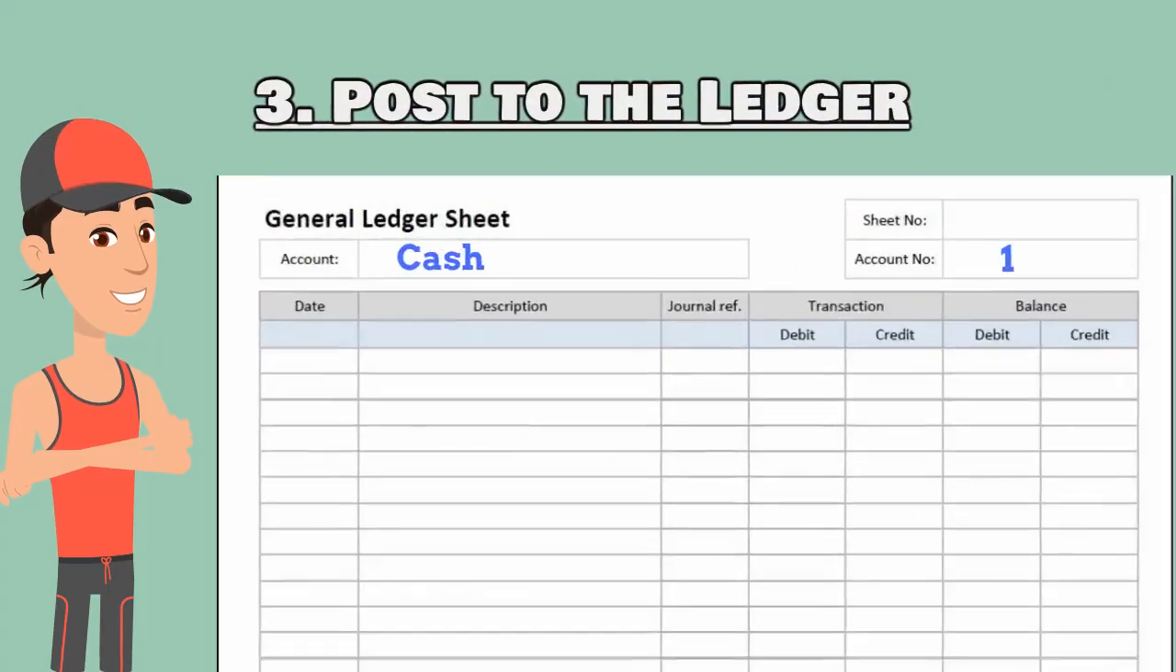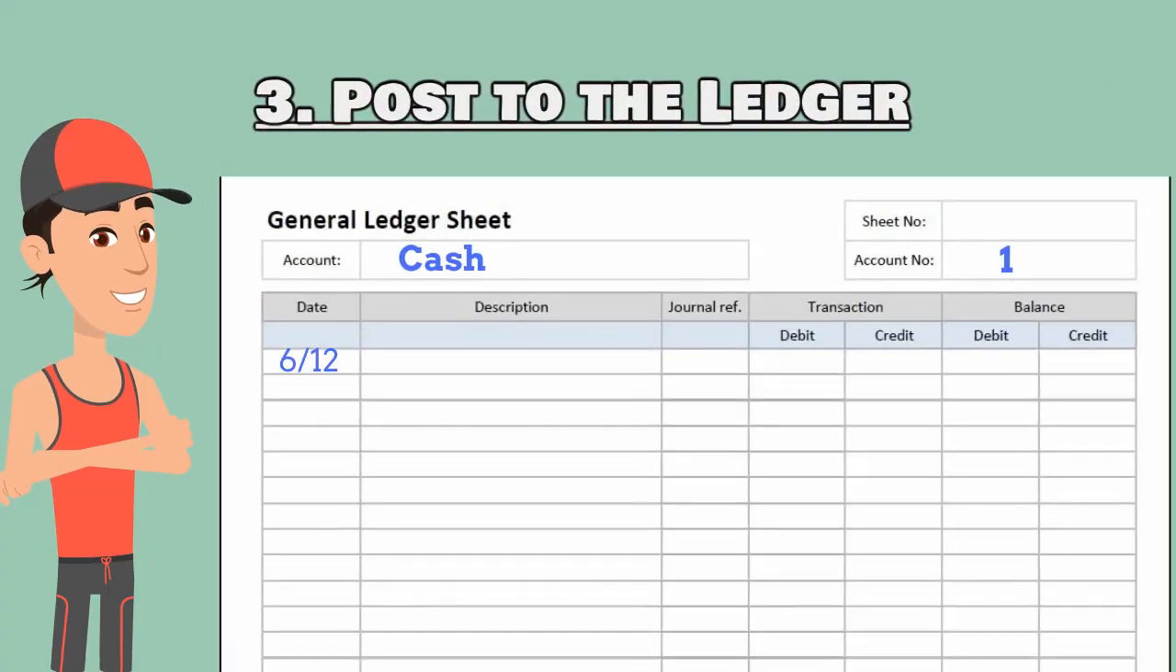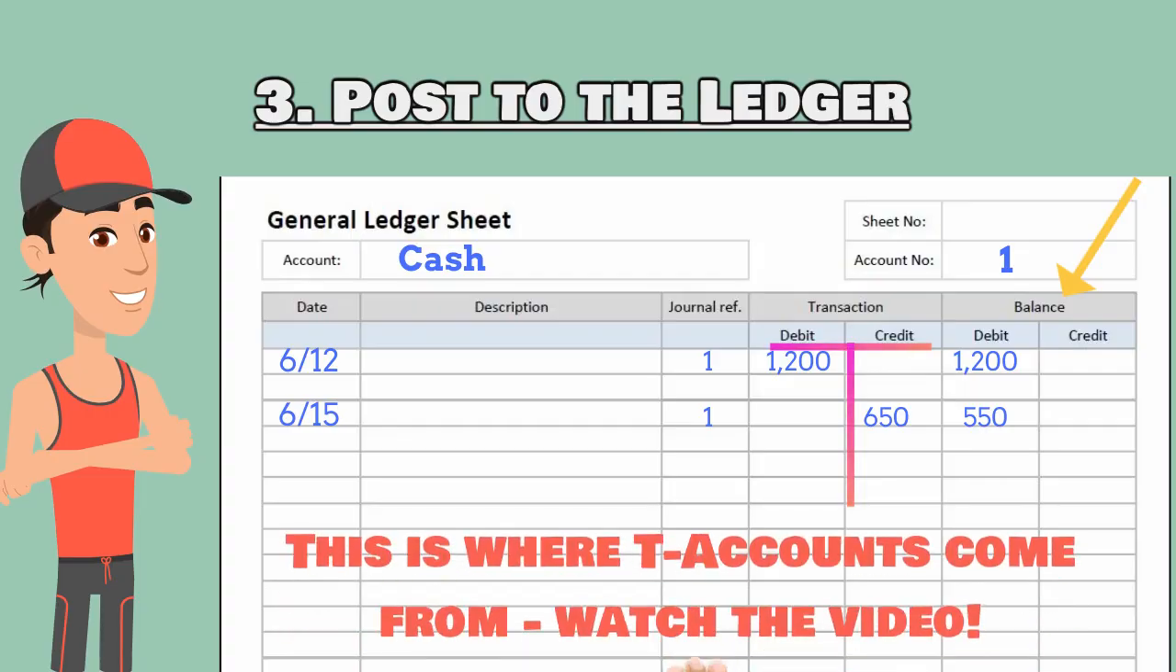The ledgers need to get updated for the journal entries so we know the balance of each account. For example, there were two entries to cash, a debit of $1,200 and a credit of $650, giving us a $550 debit balance. This is a 4-column ledger with transactions in the first columns and the running balance in the second set of columns.